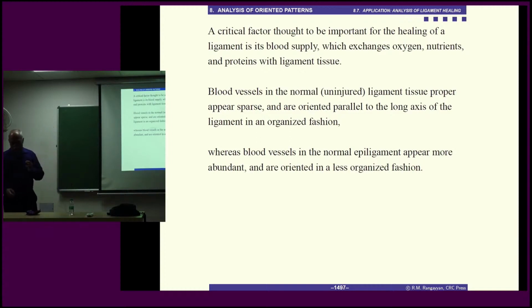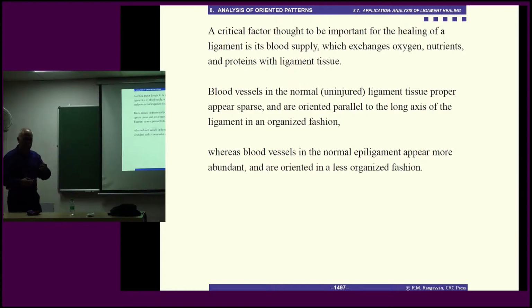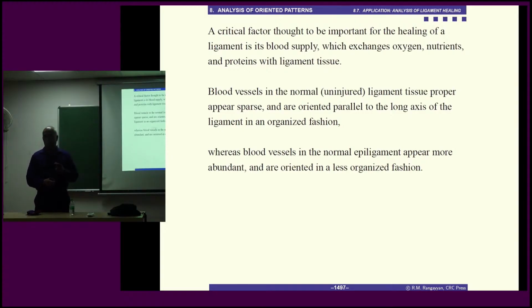This was done in collaboration with Dr. Frank, who was a famous orthopedic surgeon, and his colleagues in Calgary, and Dr. Subhashish Chaudhary, as I mentioned, the previous director of IIT Mumbai. He was my MSc student at that time in the 1980s. So a critical factor thought at that time, from observations, was that blood supply is important in healing, and the organization changes. And the reorganization or remodeling of collagen fibers is important in gaining strength back in the ligament.